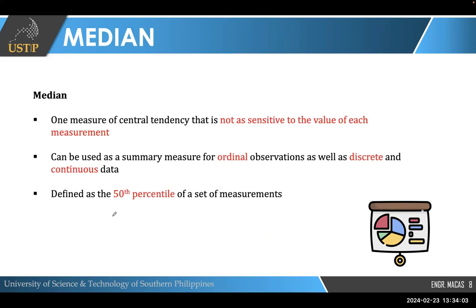As I mentioned, it is not sensitive to the value of each measurement. And this could also be used as a summary measure for ordinal data. No? It is not only for discrete or continuous, but includes ordinal, as long as you have ranking in your observations. And this is defined as the 50th percentile of a set of measurements. Remember, I mentioned last meeting that the 50th percentile is a value that will divide your group. Meaning, 50% of the subjects will have lesser than that value and another 50% will have greater than that value. So, it is in the middle. So, this is the median.